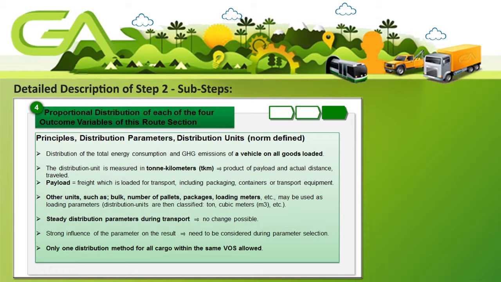As a rule, because you are not allowed to change the allocation parameters during transport, it is very important to take possible result-influencing factors into account and thus carefully select the appropriate parameter.